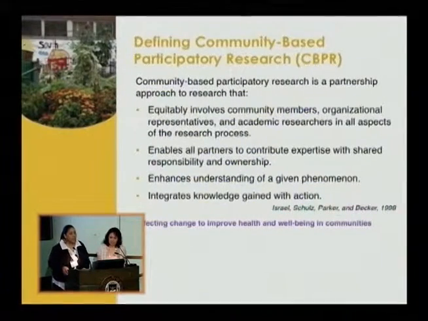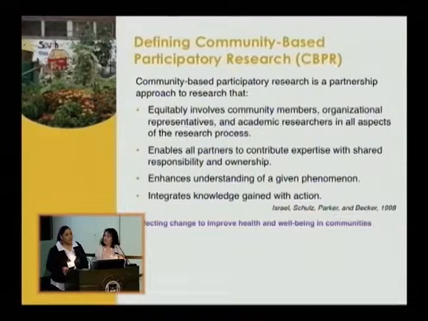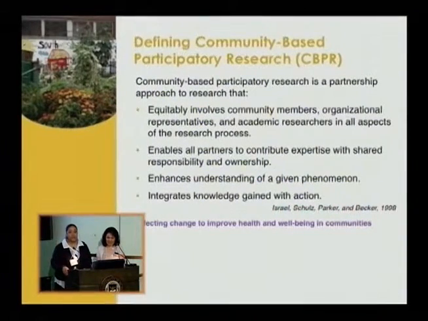But even with the research design, we've had researchers come to us a number of times, I won't say from what university, just saying, hey, this is what we're going to do, and we want to use your name. And that's not equity. That's not equity at all. That is you telling us what you want. It also enables all partners to contribute expertise with shared responsibility and ownership. It enhances understanding of a given phenomenon, and it integrates knowledge gained with action.